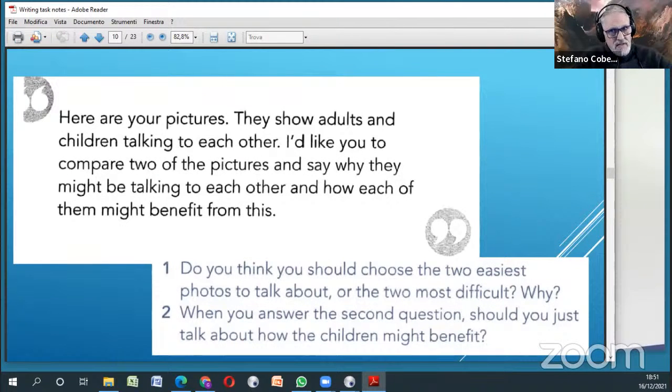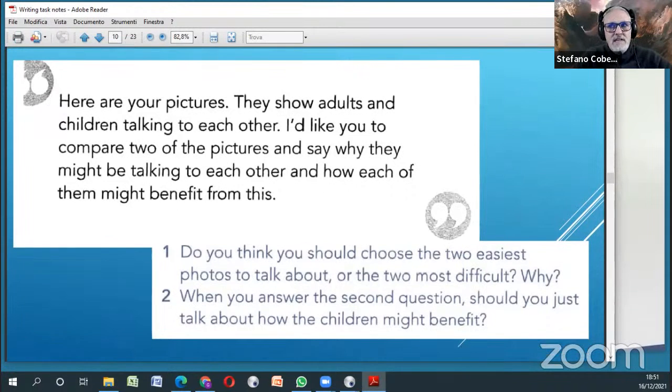This is an important question, actually. So if you look at the question, it says, say why they might be talking to each other and how each of them might benefit. So we're talking about adults and children talking to each other. Okay. This question says, should you just talk about the children, how the children might benefit? No, you have to talk about how both the adults and the children might benefit. Okay.